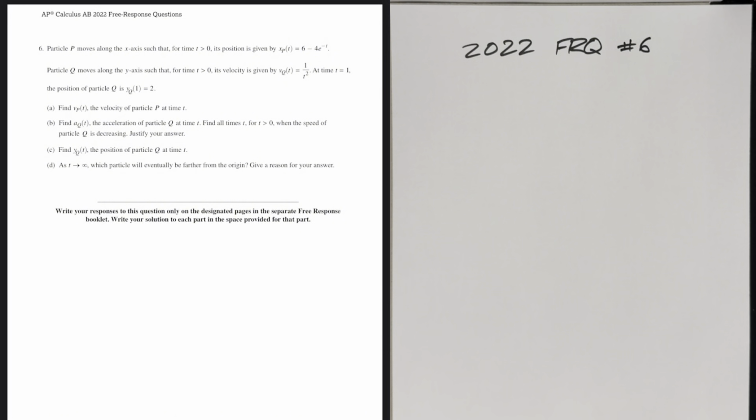We are on the final question of the 2022 AP test, number 6 of the FRQs. We got a particle motion question to deal with today. So it should be exciting. Looking over this question, it honestly doesn't look too bad. It looks very approachable. So yeah, I'm excited to dive into this together with you guys.